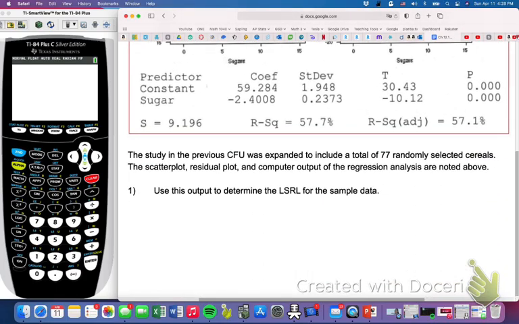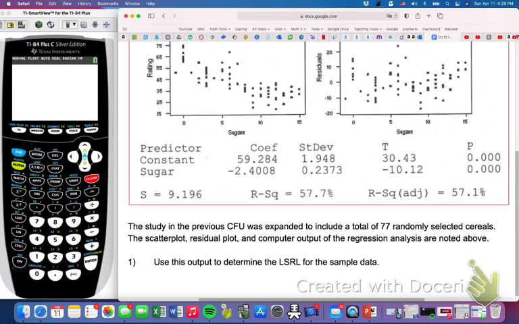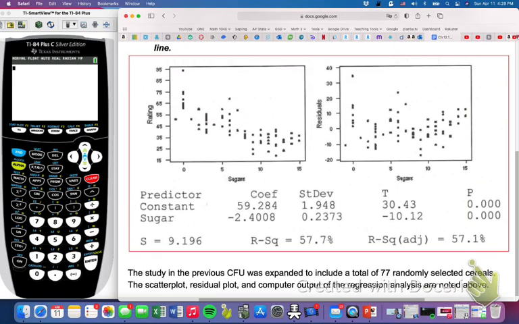So let's take a look at, right here on the left hand side, the graph. You see that's a scatter plot, right? And the sugar content is your explanatory variable, and your ratings, your y-axis, right? That's your response variable. And then over to the right, you have the residual plot, okay? The residual plot. Residual is actual y data minus predicted y data, all right?